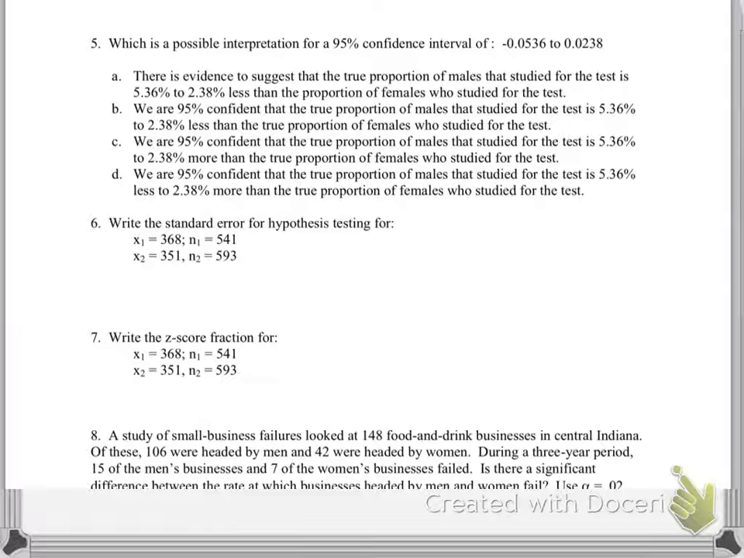Okay, so we have a 95% confidence interval. Now, the first guy is negative, so remember that after that we use the word less, and that guy is positive, so after that we use the word more. All right, so it's not A, because it doesn't talk about 95. B says 95, but do you see how it says less for both of them? So that's not good. Let's look at C. It says more for both of them. That's not good. Let's go to D. It says 5.36 less to 2.38 more. That's the answer. That is D.